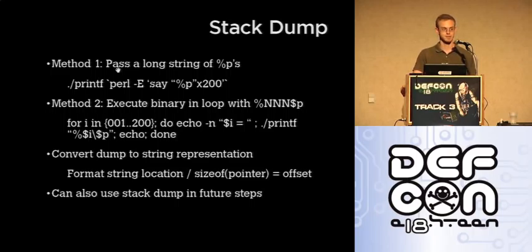You then take this stack information, which is based on %P or %X and is going to be code pointers, and you actually want to convert it to the string representation of that data. By doing that, you can find the actual string that's located through those pointers. And then you can find the offset of that string from the stack dump.